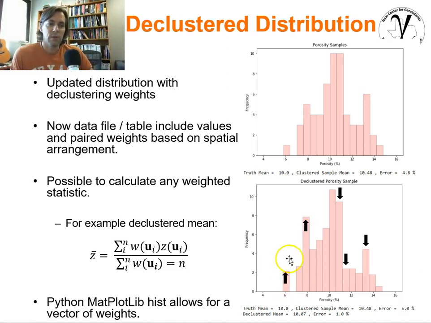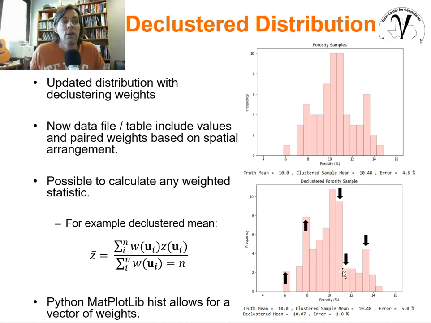Well, I drew arrows here. If we compare the original naive distribution to the declustered distribution down here, we have increasing height here, decreasing height here, here, and here. In general, the low values are going up, and the frequency of the high values are going down. The result is that the average is going to shift. I hope I went the right way. The average is going to shift towards low values of porosity.